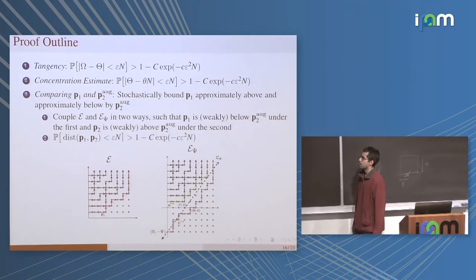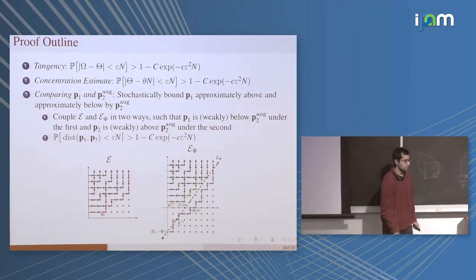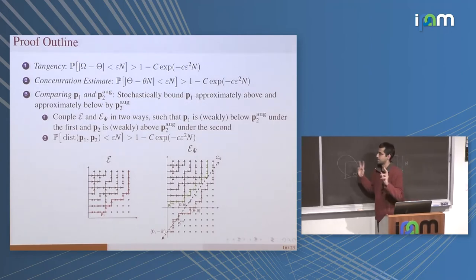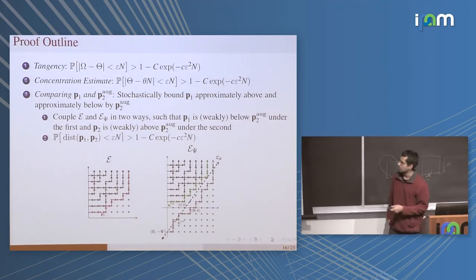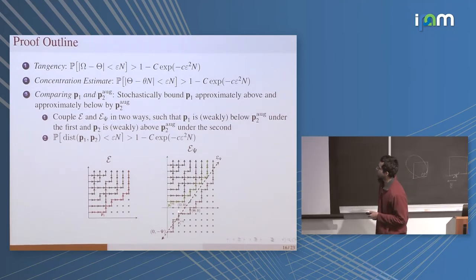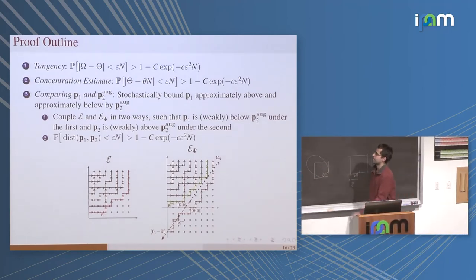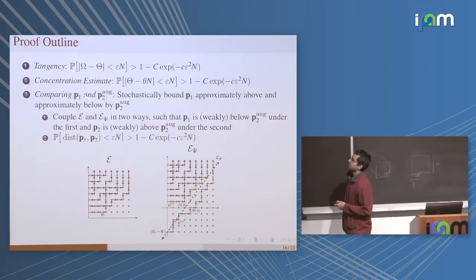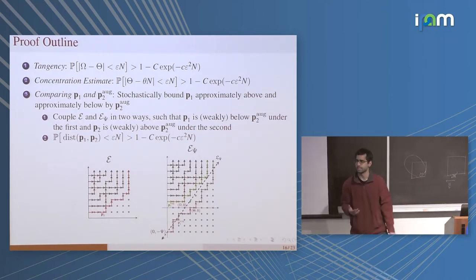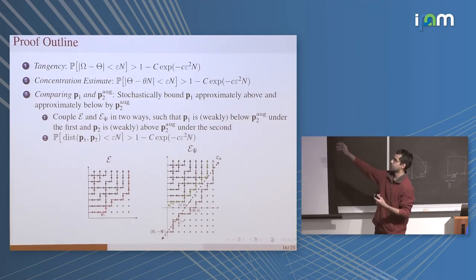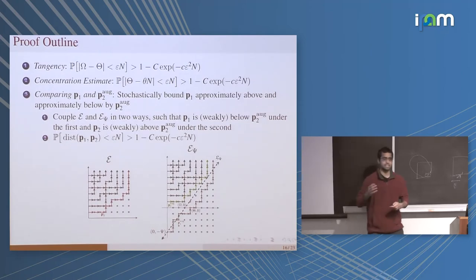Okay. So now I'll try to outline how we're going to proceed. The first point is a tangency notion, right? Remember omega is where the tangent line meets the x-axis, and theta is where the probing path, the P1 aug, exits the x-axis. The first step is to basically show that omega and theta are close, so the probability that they differ by some distance epsilon n is decaying exponentially in n. The second step is to show that theta concentrates, it's deterministic, and this theta is approximately theta n up to some error with high probability. And this theta is exactly that previous theta.